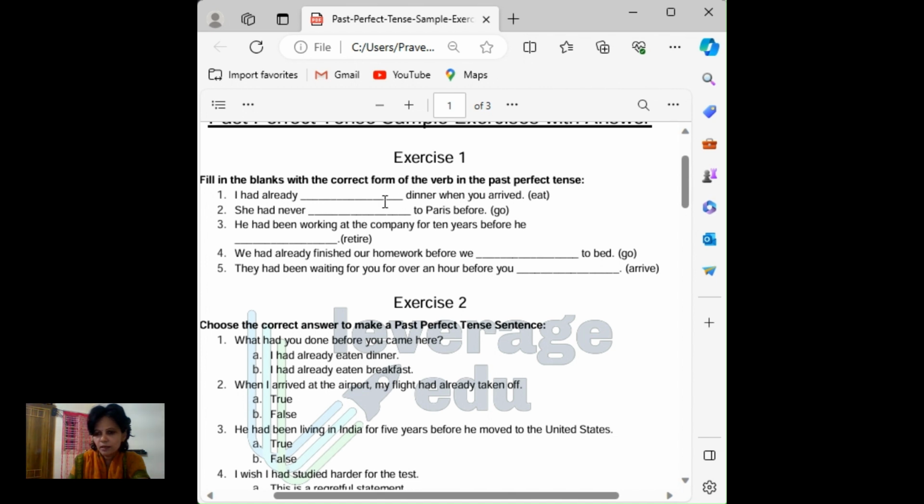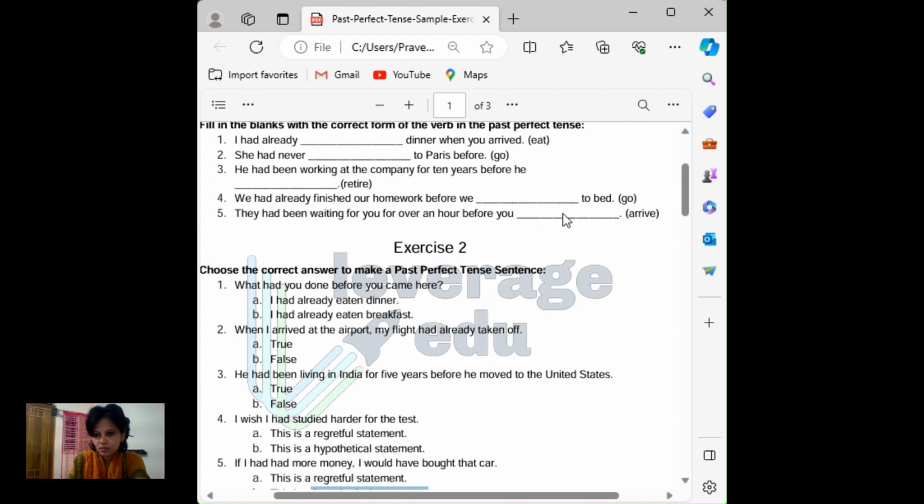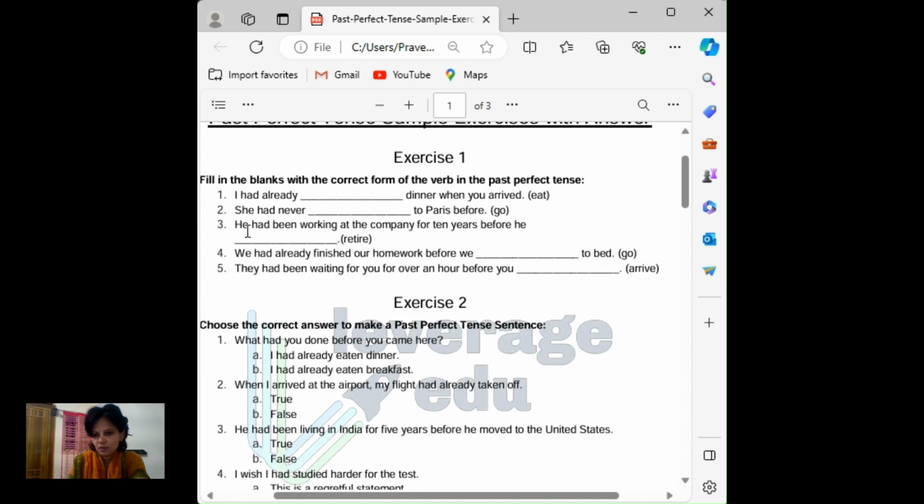When that person came, at that time, that person had eaten the food before he arrived. That is what it means. Two actions happened in the past. Two things you have to observe.